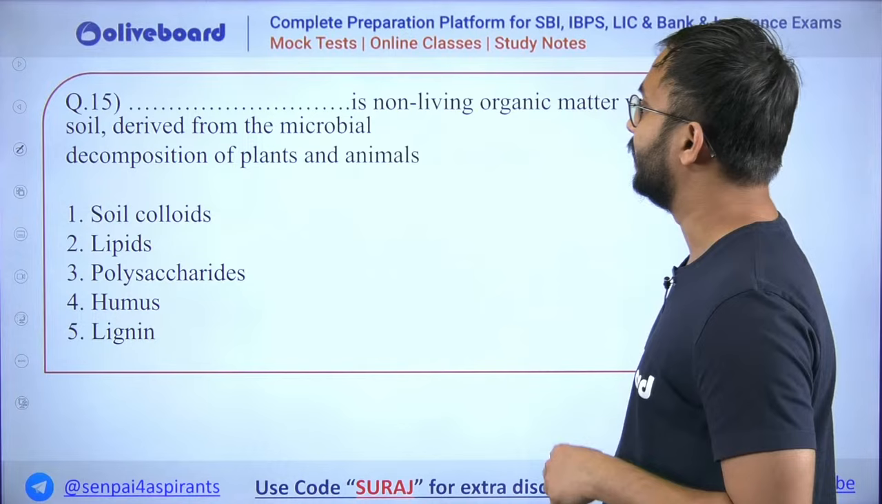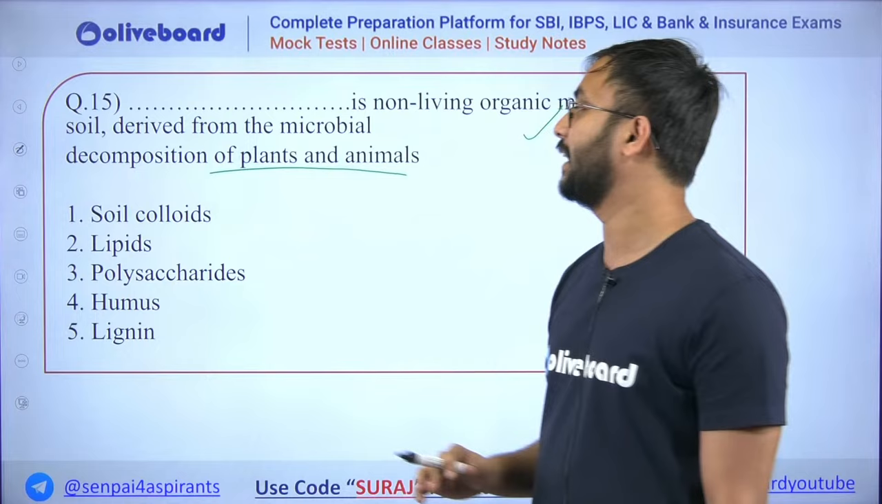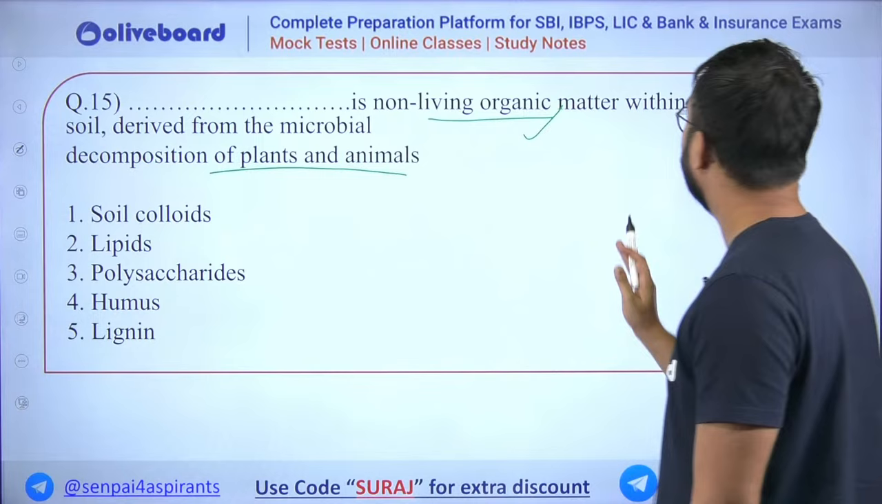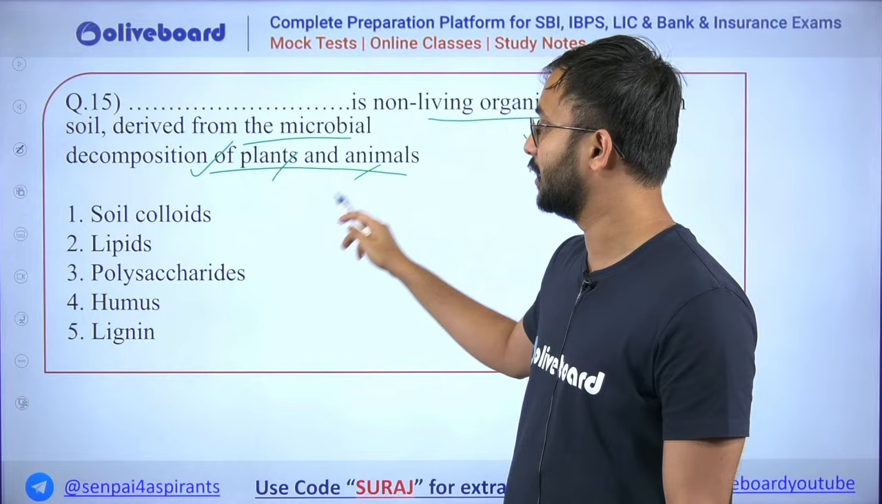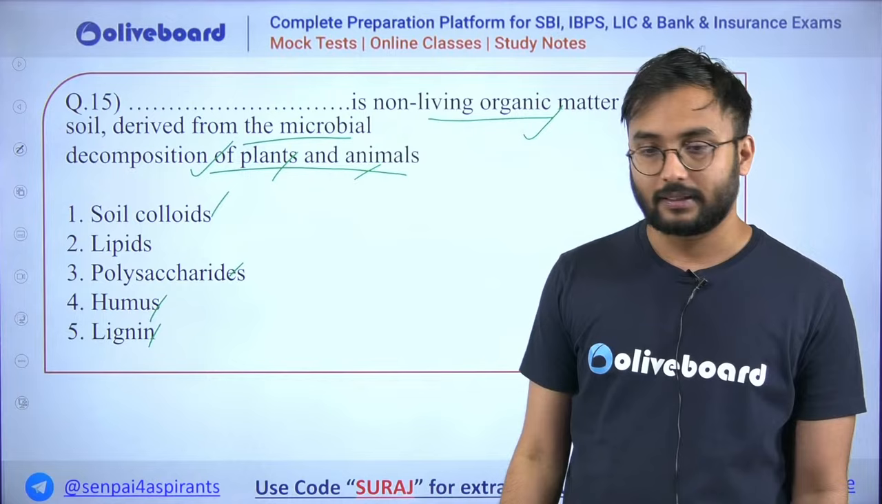Then, dash dash is non-living organic matter within soil derived from microbial decomposition of plants and animals. Dash dash kya hai? Non-living organic matter hai. Non-living in the sense, living nahi hai. Within soil, which is derived from microbial decomposition. Microbial decomposition in the sense, microbes, microorganisms, they decompose the plant and animals. Are those soil colloids, lipids, polysaccharides, humus or lignin? Humus is the answer here and that is correct.